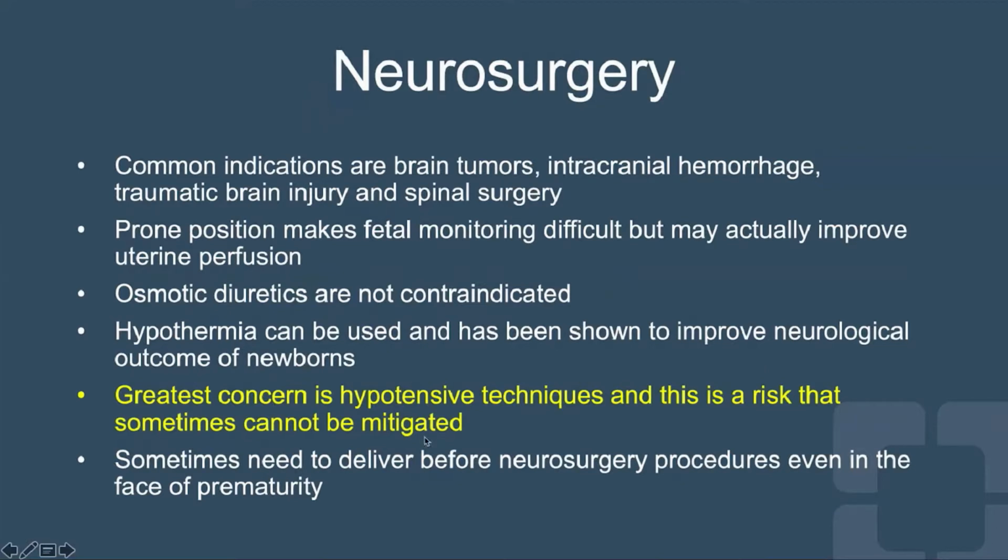The greatest concern in neurosurgery is the hypotensive techniques, and this is a risk that sometimes cannot be mitigated. So sometimes before neurosurgical procedures, we'll consider delivery of the fetus prematurely, because it doesn't become an option to keep up that blood pressure, which may harm the fetus.